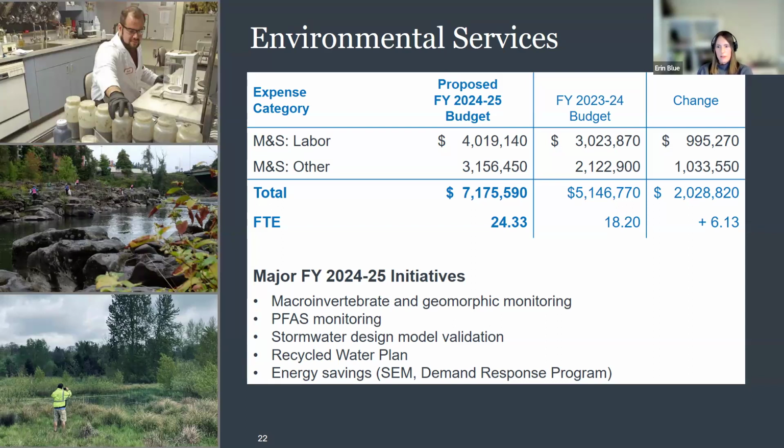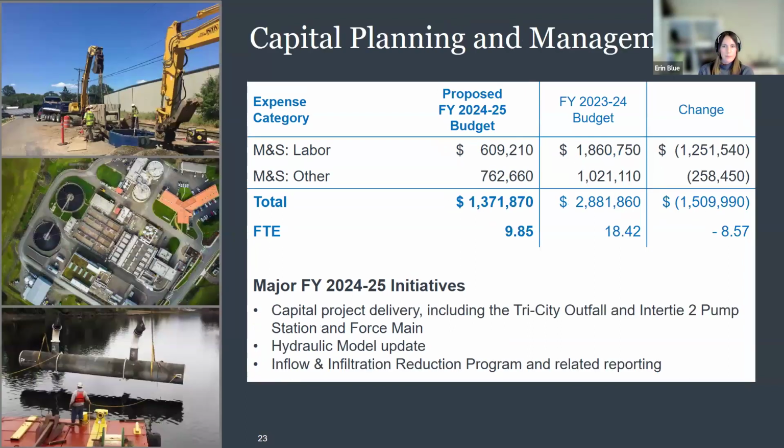All right, next slide, please. So capital planning and management, that FTE shift is from the asset management program moving to the operations line of business to align those services with the programs that program supports. This work group is focused on project planning, management, and delivery.